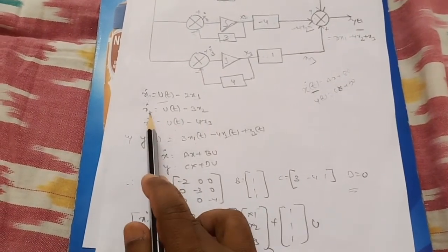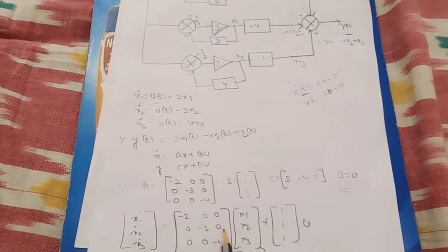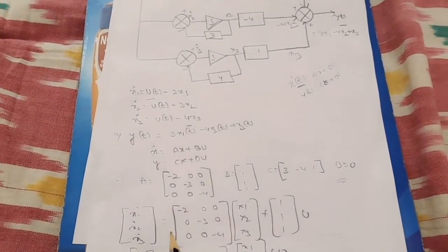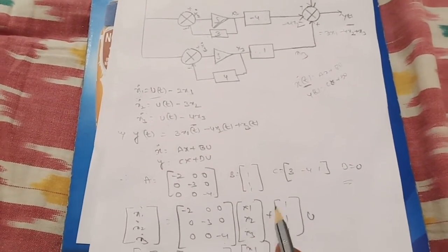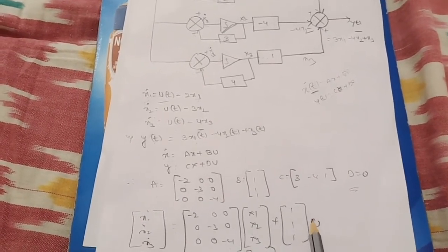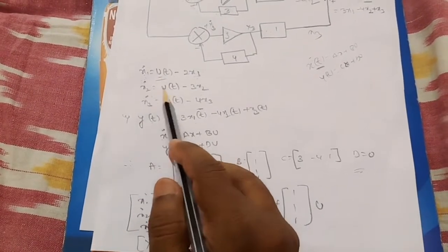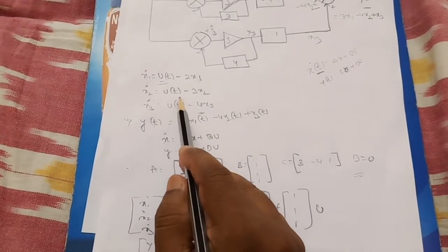Similarly x2 dot equals minus 3x2. We have only the x2 term, so 0, minus 3, 0. Then x3 dot equals, we have only the x3 term and not x1, x2, so the x1, x2 terms are 0 and x3 is minus 4, multiplied by x1, x2, x3, plus the B matrix. How do you represent the B matrix? Something into u. In x1 dot we have u of t, in x2 dot u of t, in x3 dot u of t. That is 1 into u of t, 1 into u of t, 1 into u of t. So 1, 1, 1 into u.